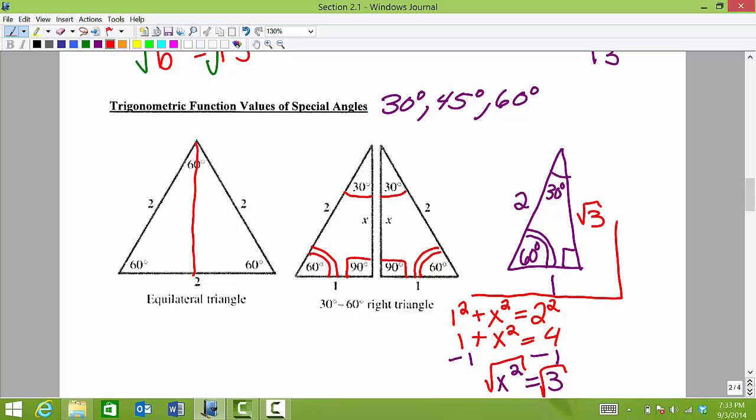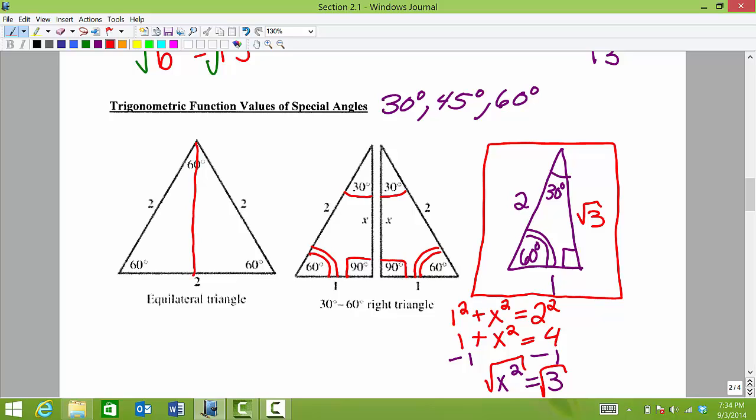And this is what we would call our 30, 60, 90 triangle. If you know this special triangle, then you can find all of the trig function values for 30 degrees and all of the trig function values for 60 degrees. Now when you're looking at this triangle, remember the length of the hypotenuse is always the longest. So when I look at these three lengths, the 2 would be the hypotenuse. It's the longest of the three sides.